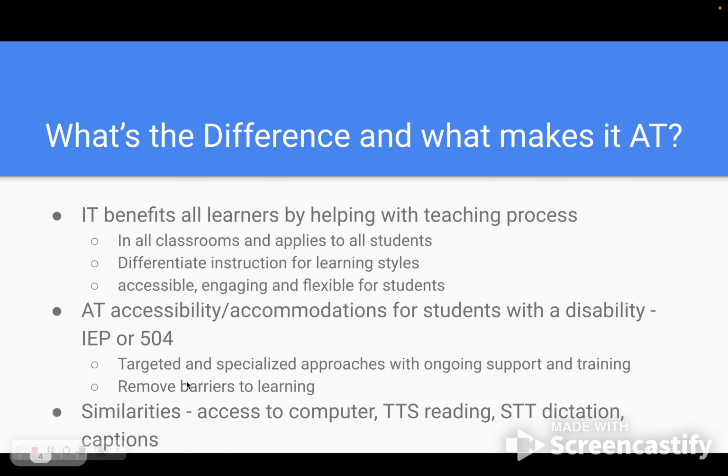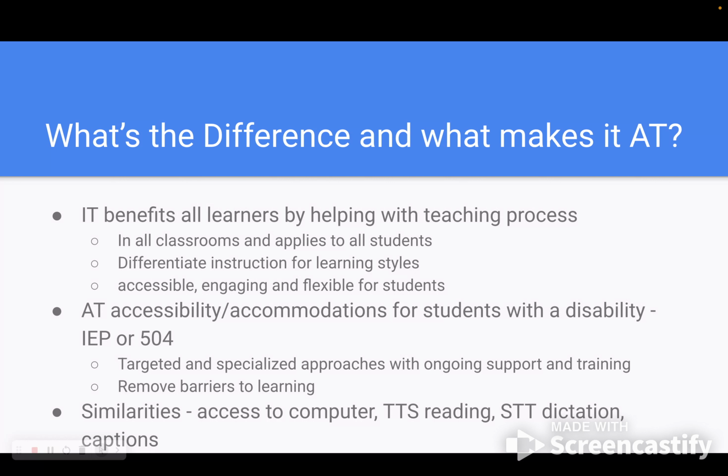So what's the difference? Instructional technology benefits all learners by helping with the teaching process. It's in all classrooms and applies to all students. It's a way for teachers to differentiate instruction for various learning styles. It is accessible, engaging, and flexible for students.